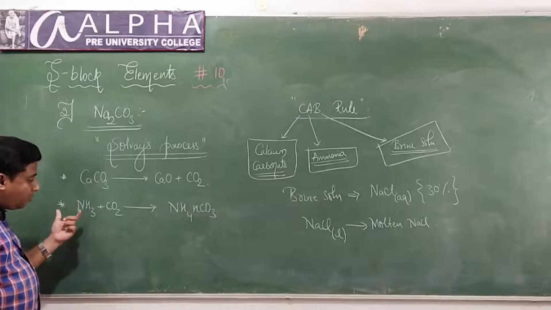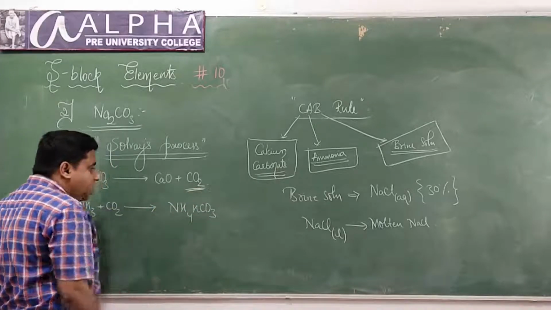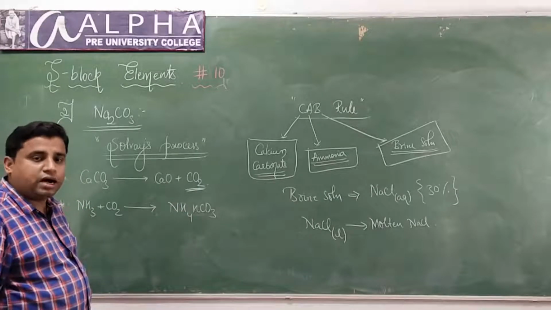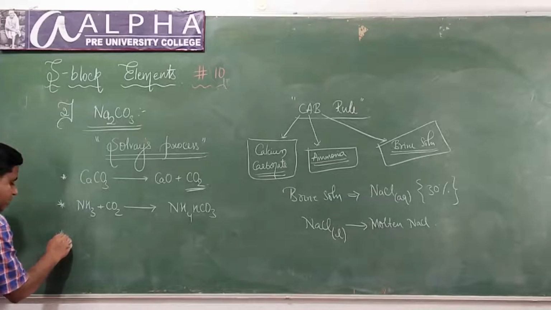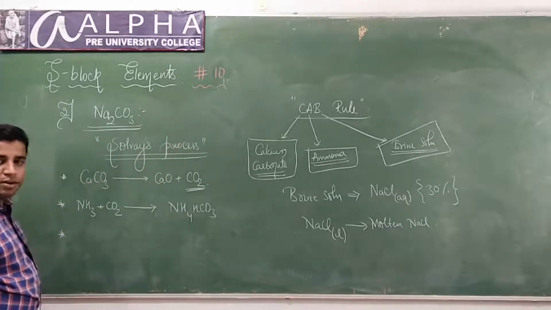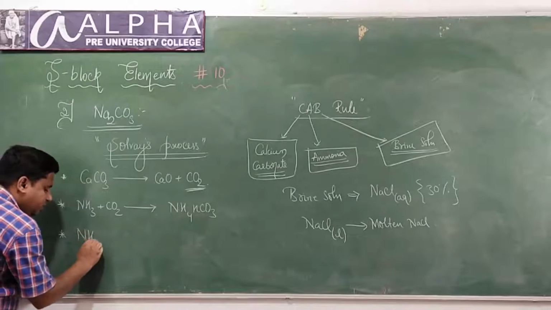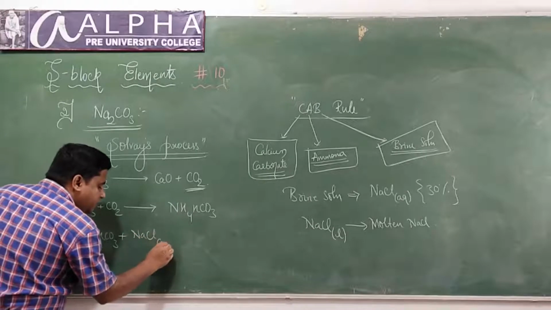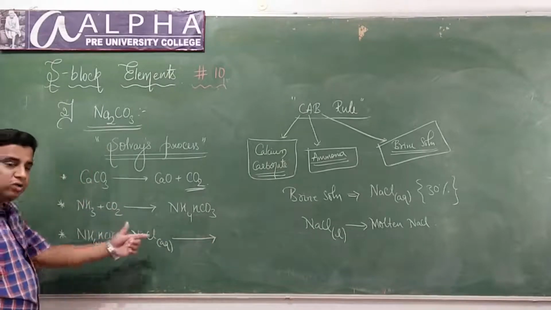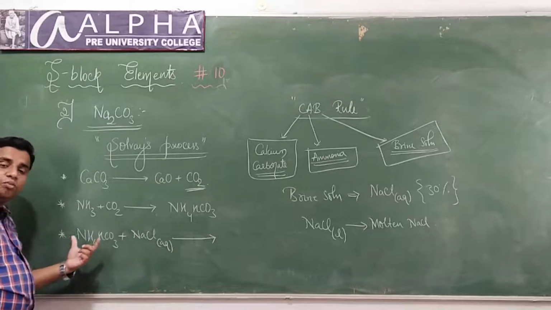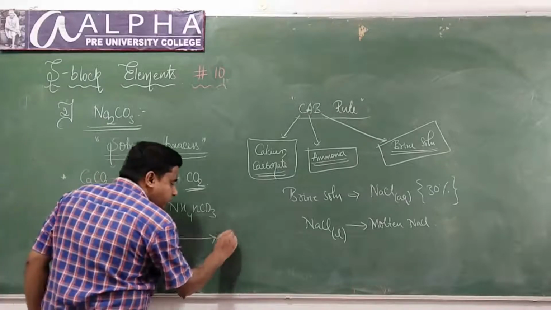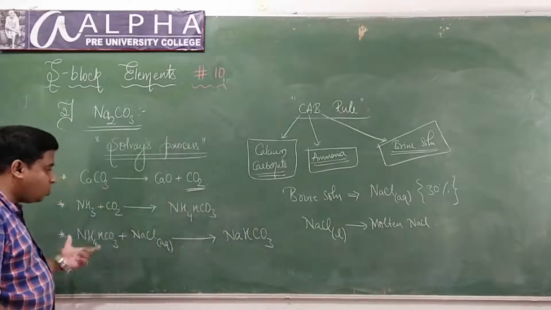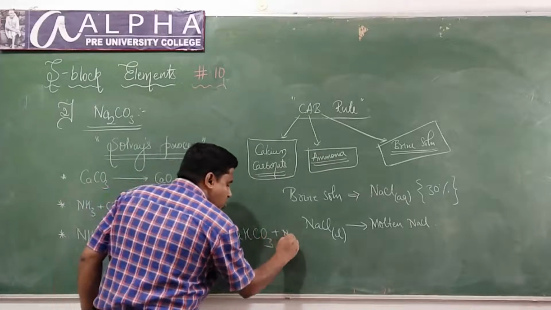In the second step, ammonia reacts with this carbon dioxide to form ammonium bicarbonate, or ammonium hydrogen carbonate. Understood? In the third step, what is going to happen? Next, let us take the brine solution, that is aqueous sodium chloride solution. It will react with this ammonium bicarbonate to form sodium bicarbonate and ammonium chloride.